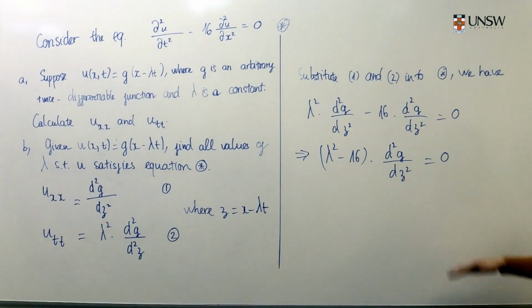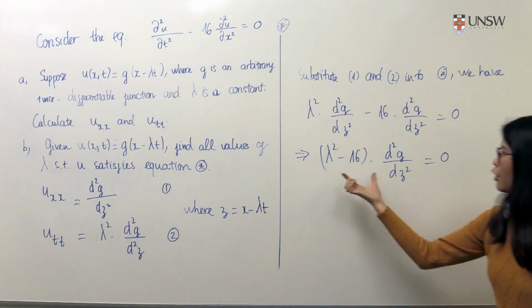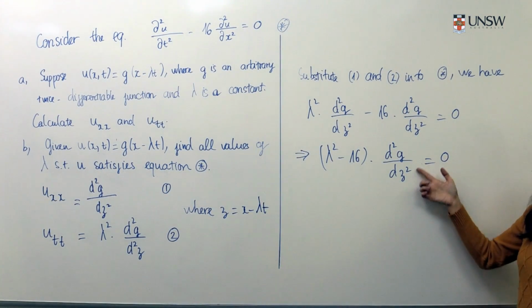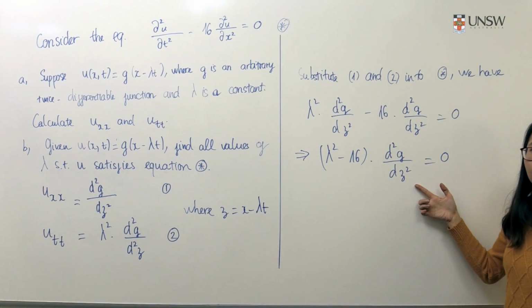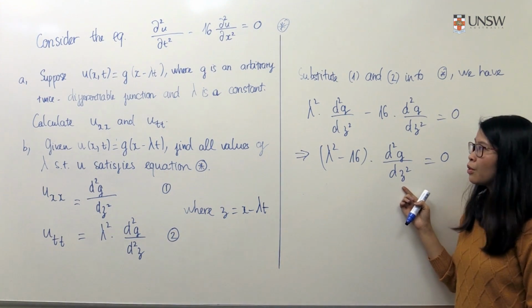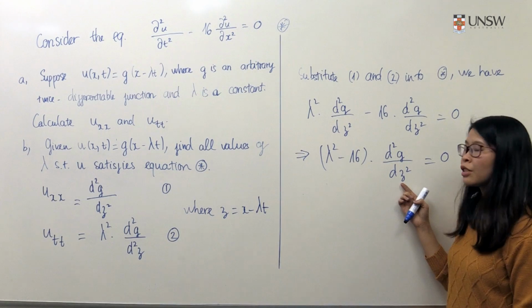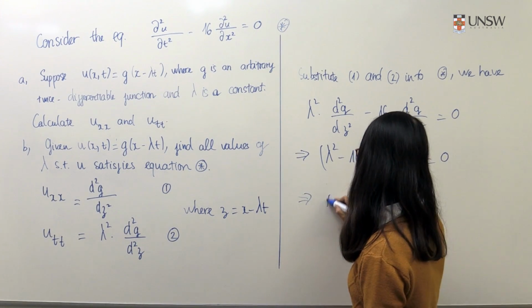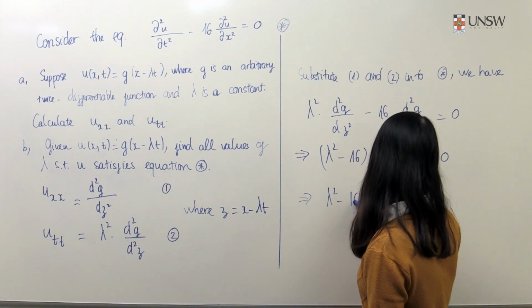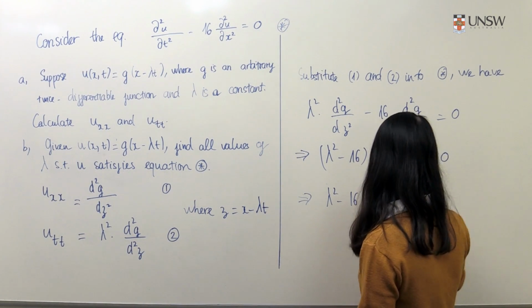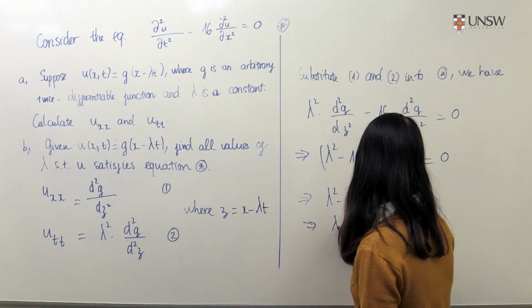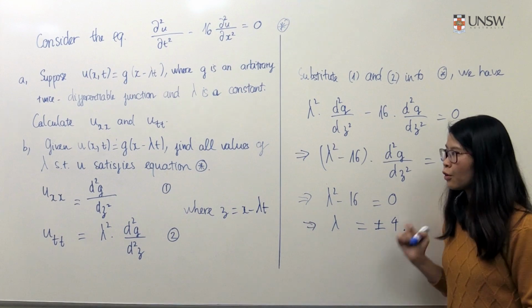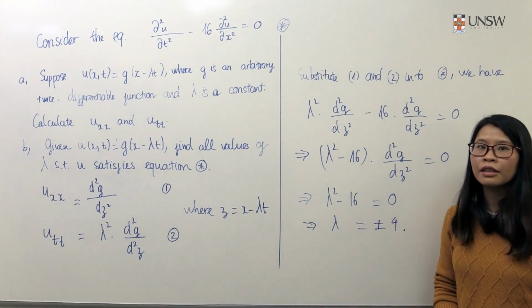So in order to get this equal to 0, either the first factor, lambda squared minus 16, equals 0, or the second derivative of g with respect to z equals 0. But because we don't want to put any restriction on g, the first factor should be 0. So therefore we have lambda squared minus 16 equals 0. And that implies that lambda equals plus or minus 4. And those are all the values that we need.